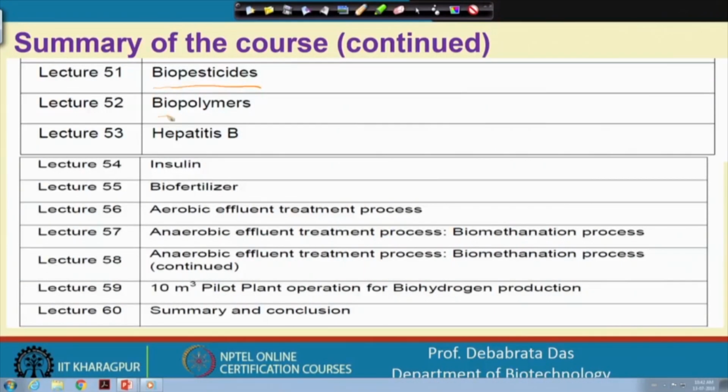Then biopolymer. In day to day life we have seen that plastics pose a lot of environmental pollution problem. It is very difficult to degrade. So, biopolymer is slowly capturing the market. We have different types of biopolymer, PHA and PLA, the two important polymers that are coming in the market, and then we try to find out how cost effective it is.